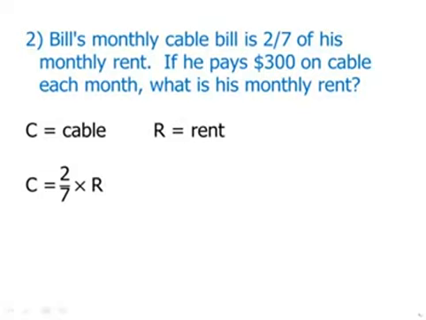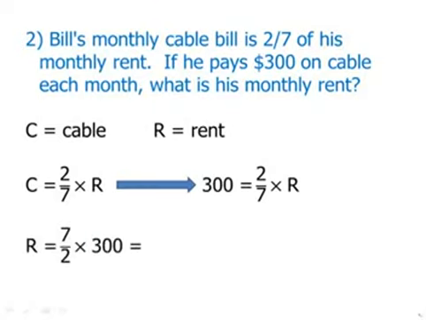Now once I have this equation, I'll just substitute the value I have. The cable is actually $300. Now we want to get the R by itself, so I have to multiply by the reciprocal of that fraction. The reciprocal of 2/7 would be 7/2. So I multiply both sides by 7/2, I cancel, and then I just complete the multiplication.